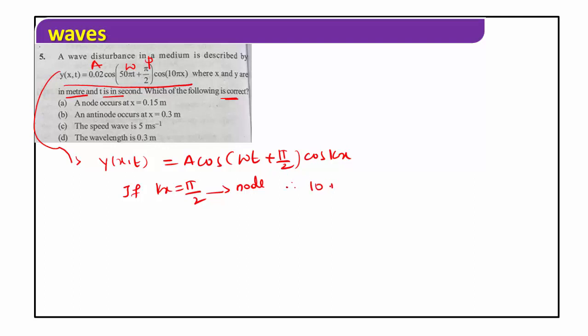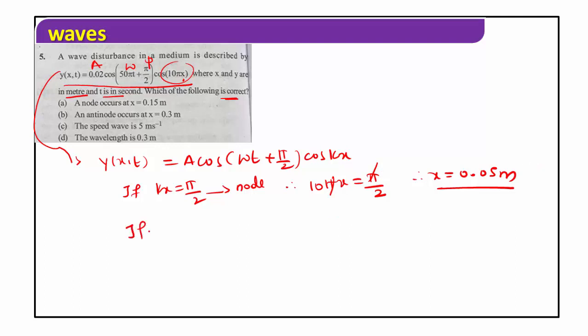Therefore, we get 10 pi x is equal to, what is the value here? 10 pi x is equal to pi divided by 2. Therefore, x equal to 0.05 meter. If kx is equal to pi by 2, then 10 pi x equal to pi by 2, the pi cancels, and x equals 0.05 meter.